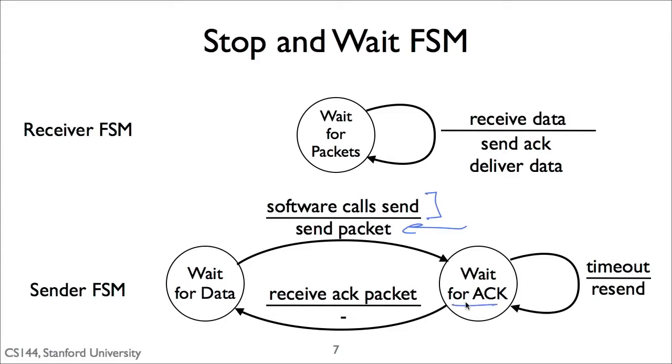In this state, there are two transitions. The first is if it receives an acknowledgement. If the protocol receives an acknowledgement, then it does nothing and goes back to wait for data. If there's more data to send, it'll send new data. Or if there's no more data to send, it'll wait until the software calls send. The second transition is when there's a timeout.